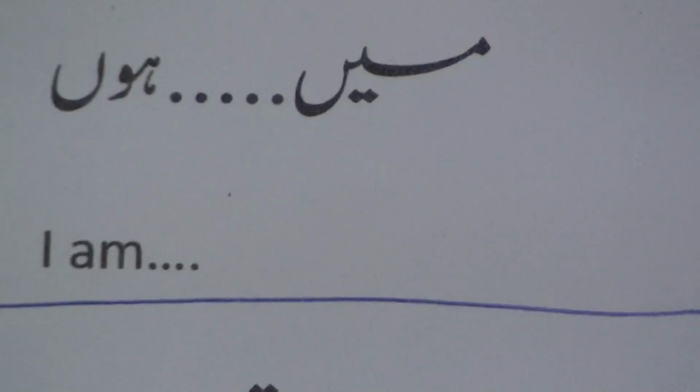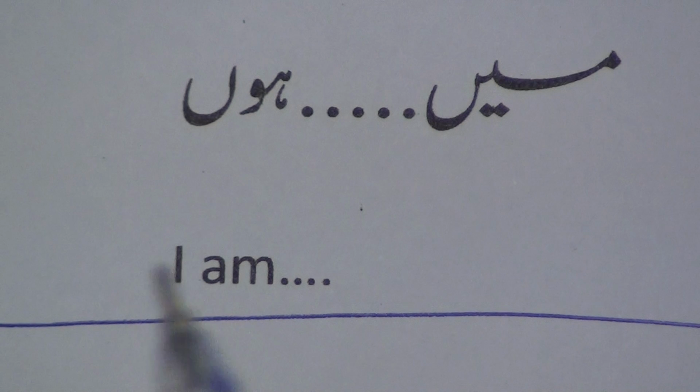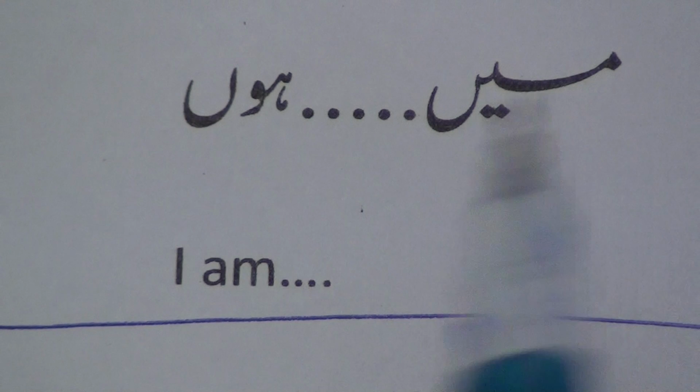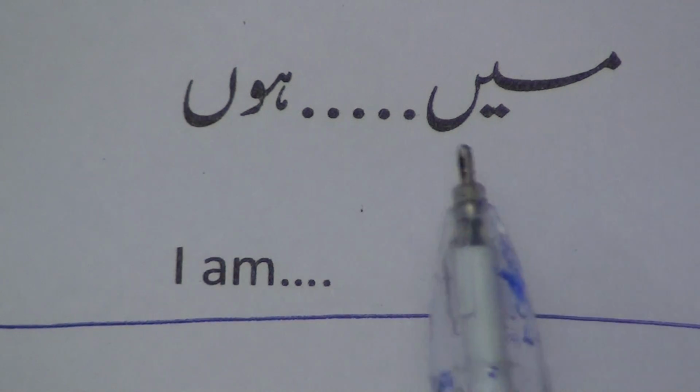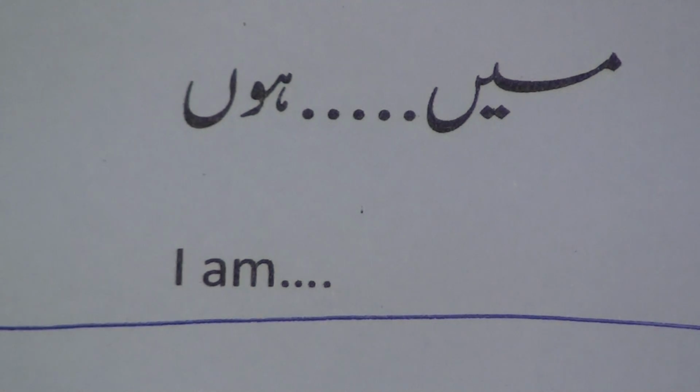But in Urdu, the verb comes at the last of the sentence. For example, I am. This is subject, this is verb, and object comes here. In Urdu, मैं हूँ, this is subject and this is verb. Object comes here. मैं हूँ.